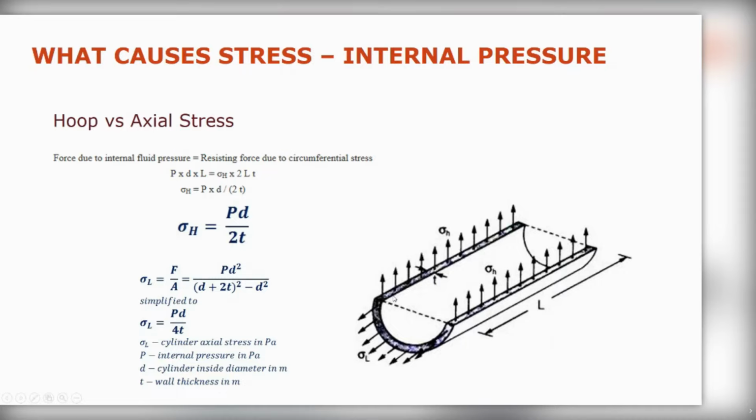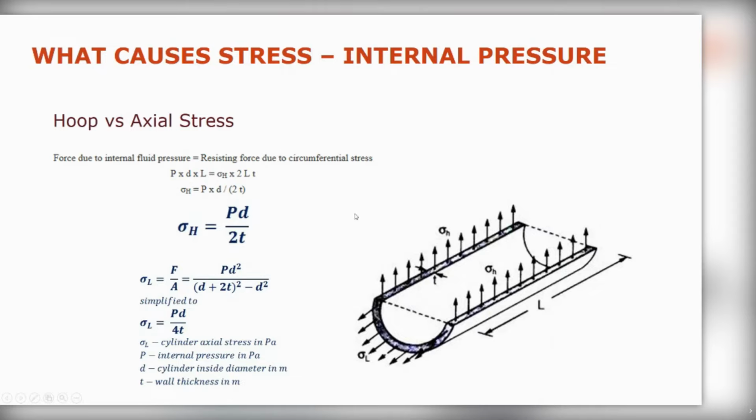So it's this area times the stress on it has to balance the pressure on the area of the inside of the pipe. So it's that rectangle here. And this is our hoop stress. And we work it out down here. So the hoop stress equals pressure times the diameter divided by 2 times the thickness.